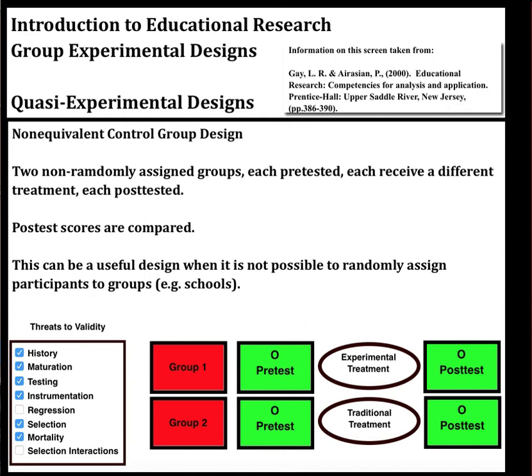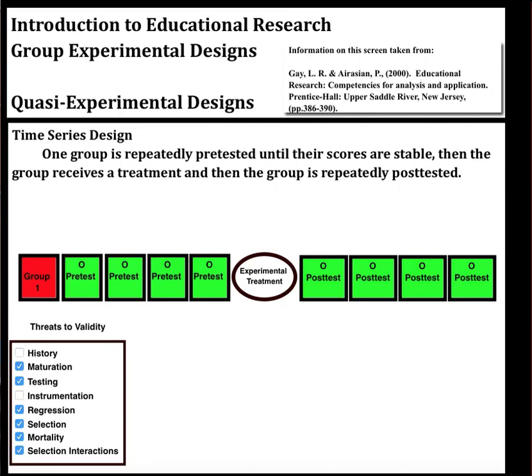Comparing a high-functioning intact classroom with a low-functioning intact classroom would be comparing unequivalent groups, and that's one of the major threats of this design. This can be a useful design when it is not possible to randomly assign participants to groups, as often happens within schools. So that's the non-equivalent control group design. And let's take a look at the last of the quasi-experimental designs.